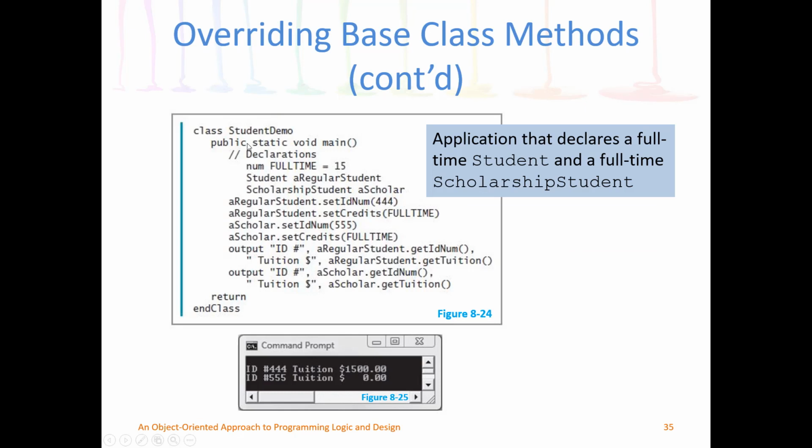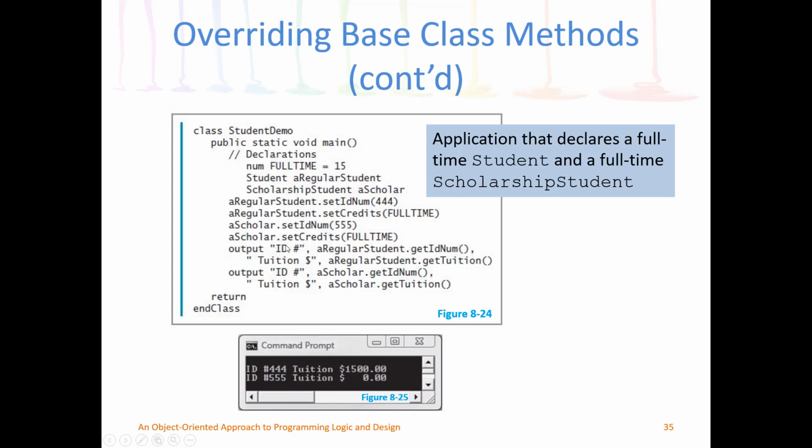And so it's just a demo here. Full-time is 15 credits. So now I have a student, a regular student, and I have a scholarship student, a scholar. And so for the regular student, I set the ID number and set credits, and it's going to be 15. Now I look at the object for a scholarship student, I'll set the ID number and set credits again to 15.